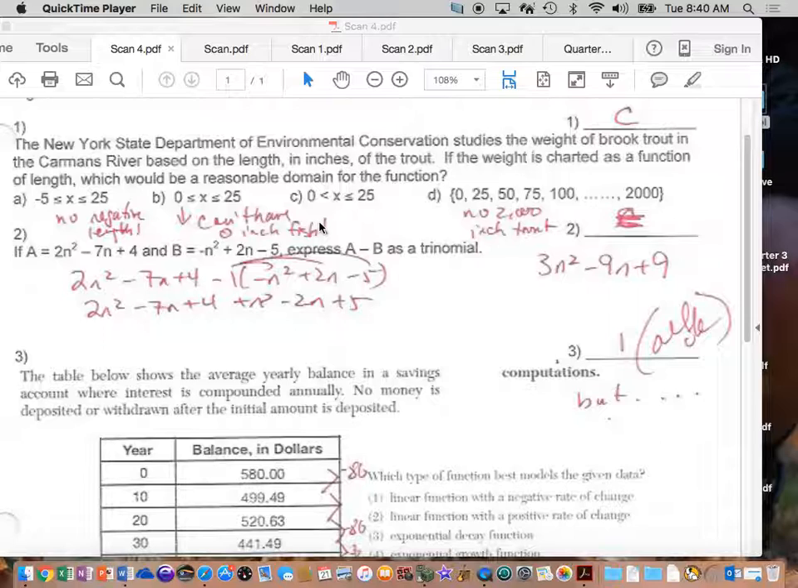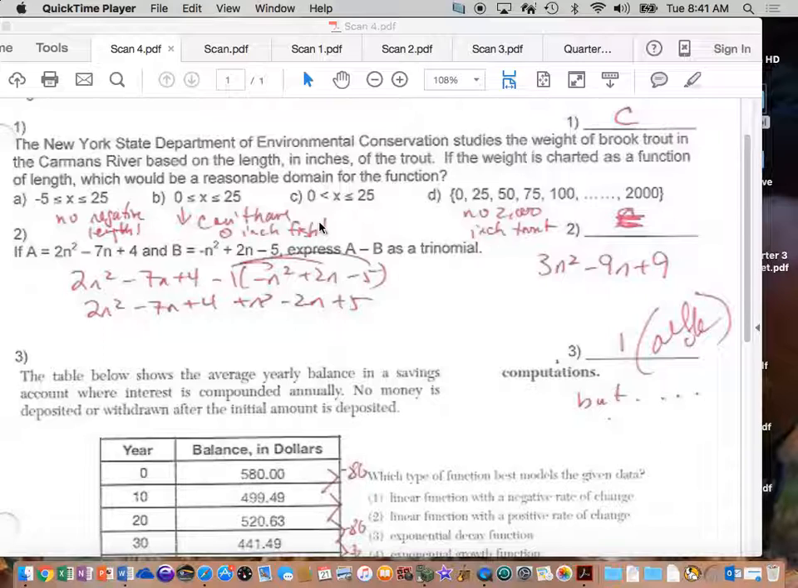Anybody seeing a problem? Are you writing the minus and the whole package? Because when it says express A minus B, you have to subtract the whole of B. So all of B must go in a package or grouping symbol, a parenthesis. Any questions about number 2?